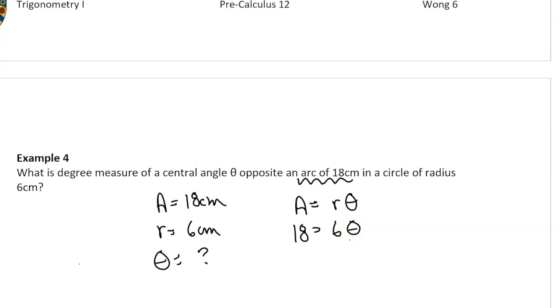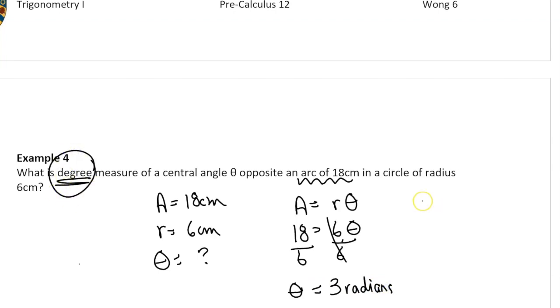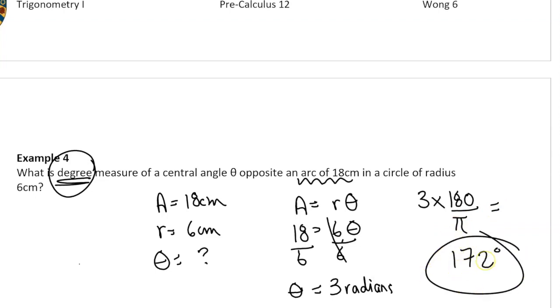Now if you have something like that, we could divide by 6, and theta is going to equal 3, but it's going to equal 3 radians because we know theta is measured in radians. If they're asking what's the degree measure, then we're going to have to take 3 radians and convert that into degrees. So we're going to have to multiply it by 180 over pi. And if we calculate that to the nearest degree, that is going to give us 172 degrees.